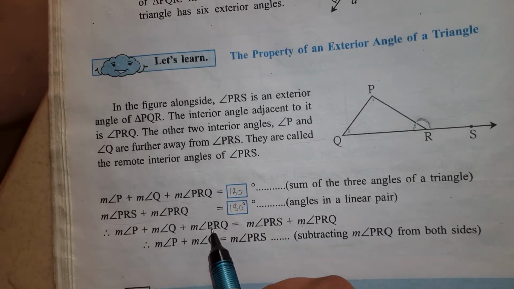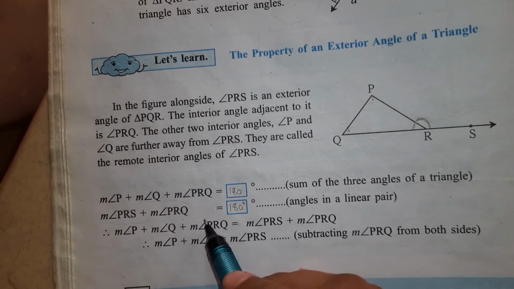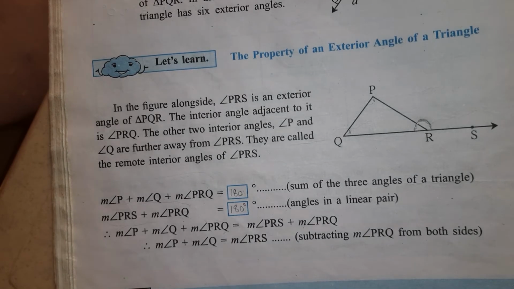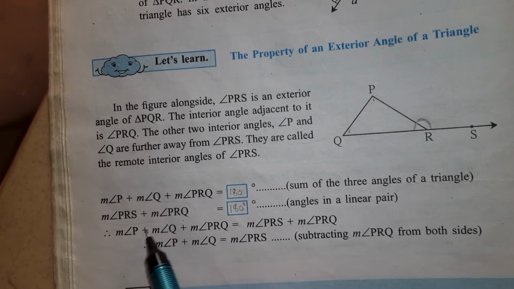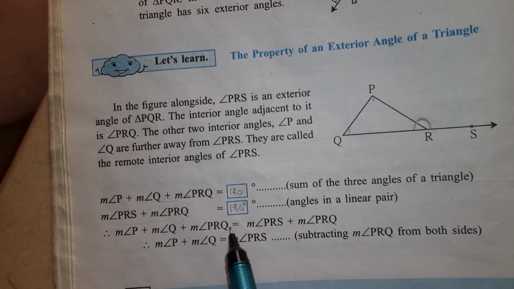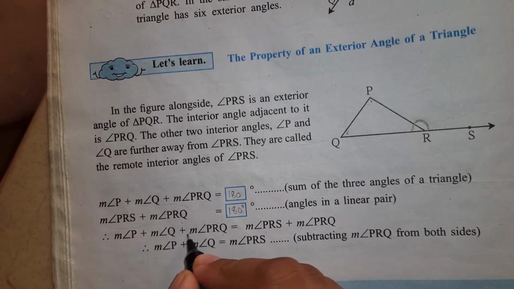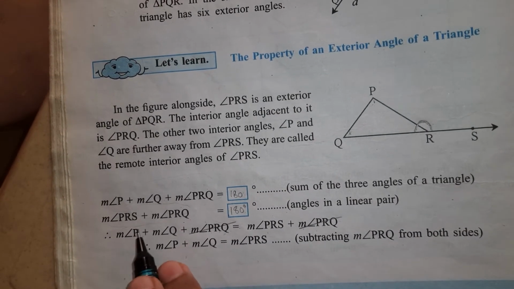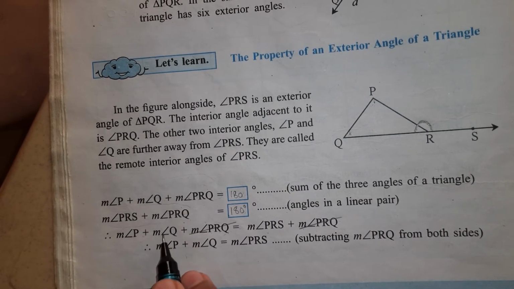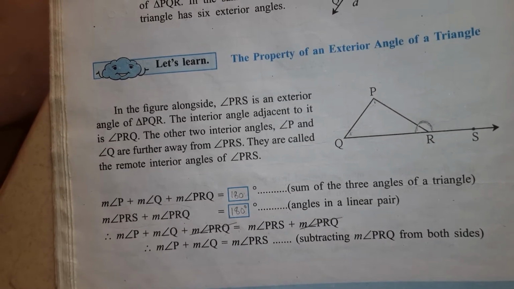Now angle PRQ and angle PRQ, it is present on both the sides. So if we subtract it from both the sides, then also the remaining quantities will be equal. Subtracting PRQ from both sides. PRQ यहाँ से भी माइनस कर दिया और यहाँ से भी माइनस कर दिया, तो क्या बचेगा? एंगल P प्लस एंगल Q इक्वल टू एंगल PRS.